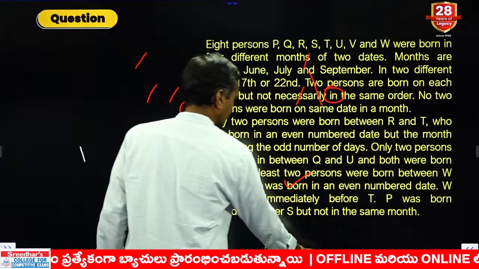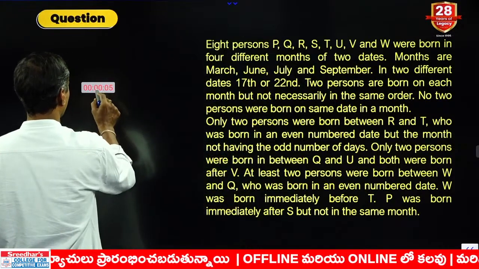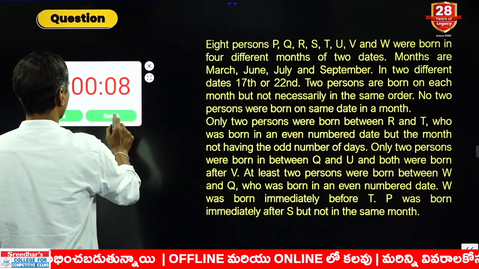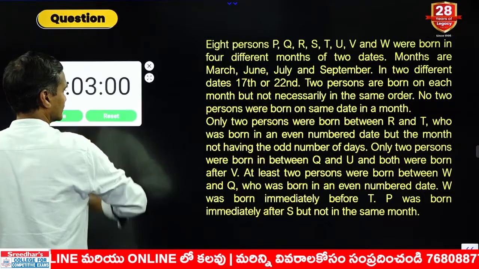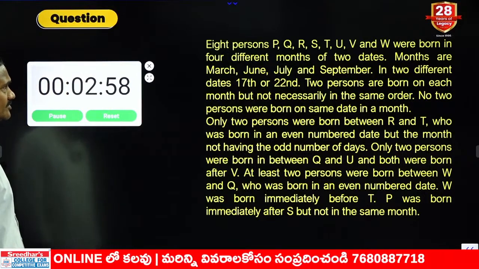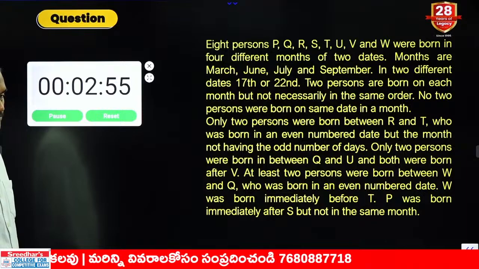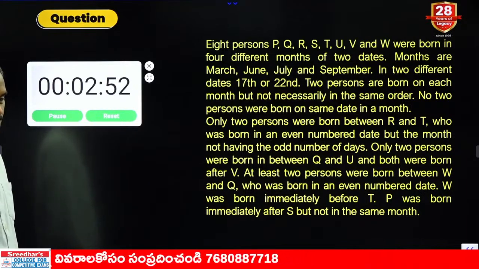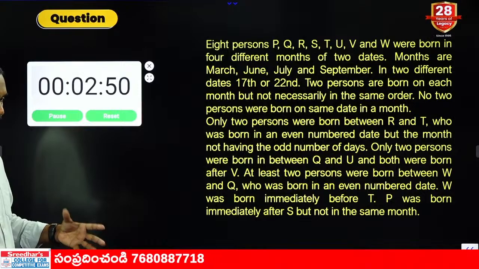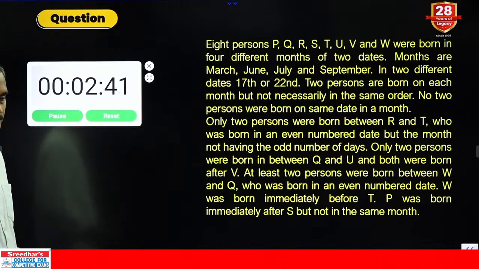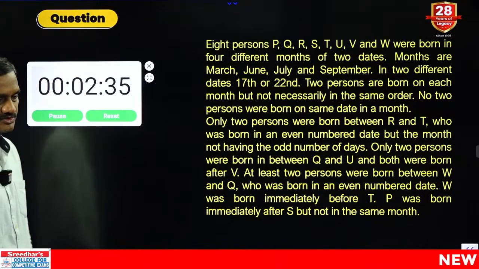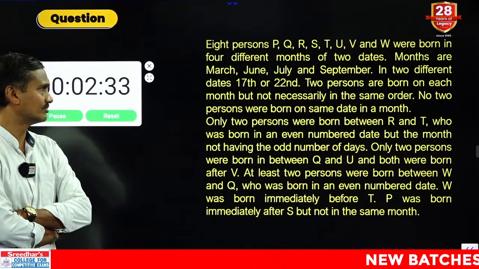Then coming to question number 12 to 16. Now this is based on a puzzle. I will give you 3 minutes, start working on this. 8 persons were born in 4 different months and 2 dates. From the last 3 days, that is from Monday onwards, since we have started these sessions, every time we are coming out with a different puzzle, and all these puzzles were given in your examination. Please work this out. Here months and dates were given.